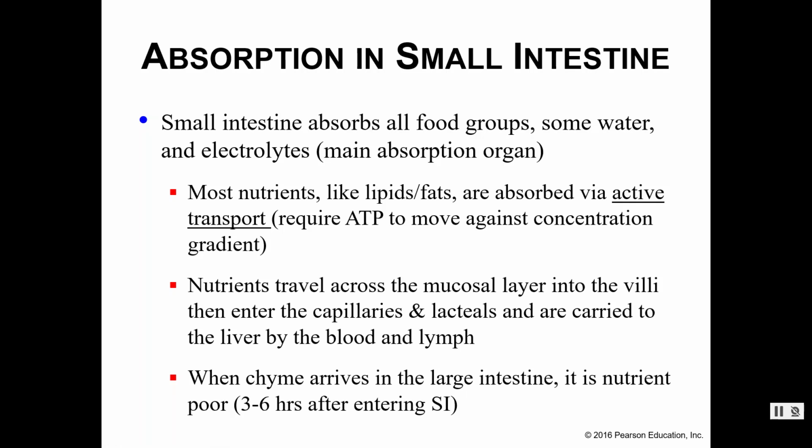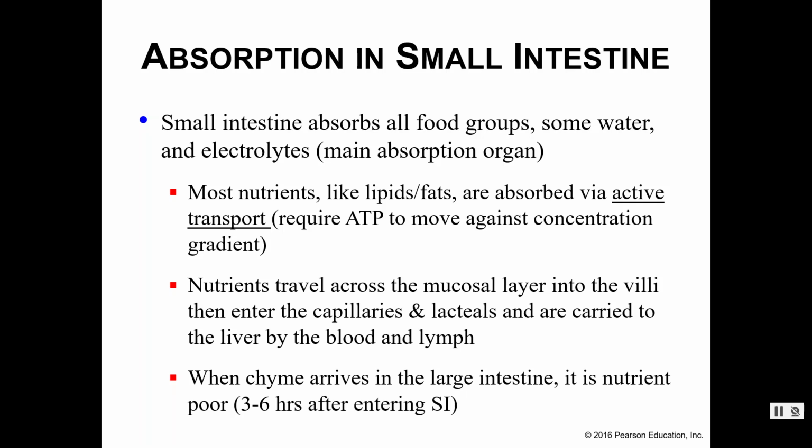These nutrients are going to travel across the mucosal layer into the villi, and then eventually they're going to enter into either the capillaries or the lacteals. Okay? And then they are going to be carried to the liver by both the blood and the lymph. And then the liver is going to do all kinds of fancy stuff with it.